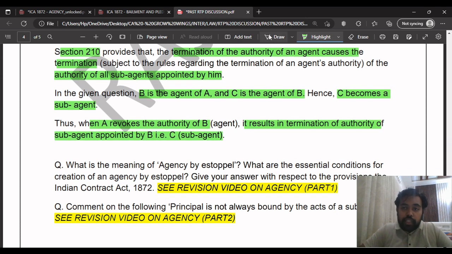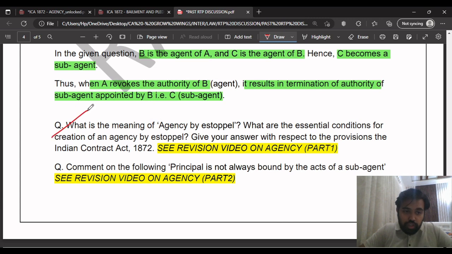Okay. Next question, these two questions now. You have to see my revision video because I have explained this concept very comprehensively and in a detailed manner. This is one of the modes of agency, agency by estoppel. This is very important. When I did the modes of agency, I told you agency by estoppel is a very important provision, and it might come in your May 23 exam.